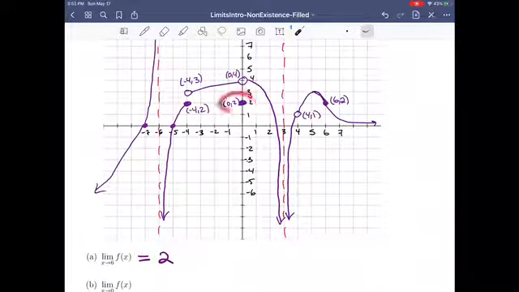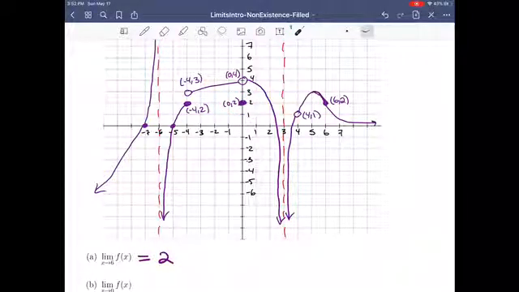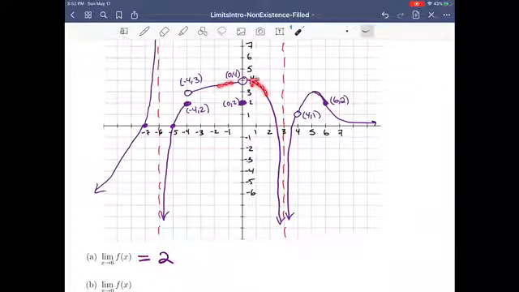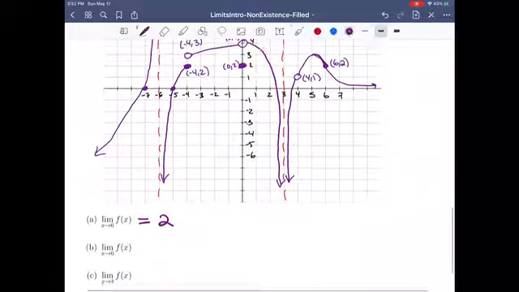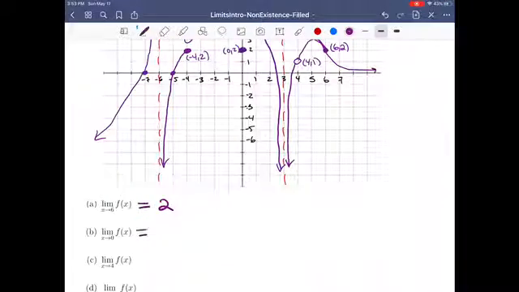So does this point affect the limit? Keeping in mind that the limit only cares about what happens near the x value. Okay, so I don't care what happens at the x value, only near. And near, I'm going to be along these lines. Okay, so on both sides, they're approaching the number 4. So this limit is going to equal 4.